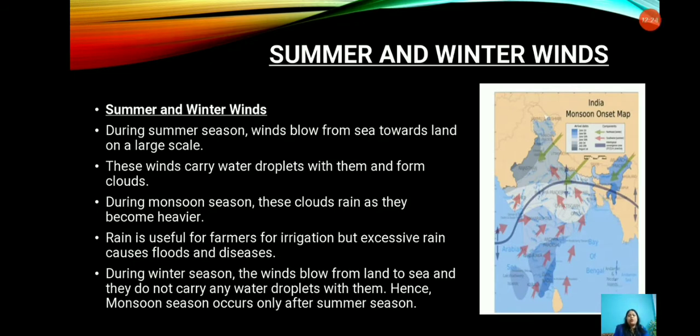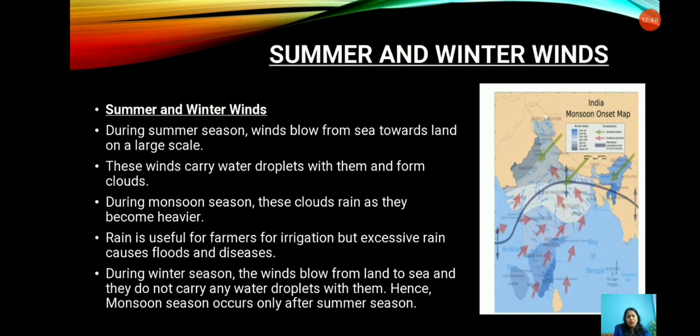Now we need to know what are summer and winter winds. So summer and winter winds. During summer season, winds blow from sea towards land on a large scale. These winds carry water droplets with them and form clouds. During monsoon season, these clouds rain as they become heavier.